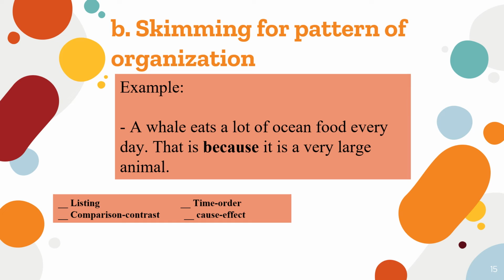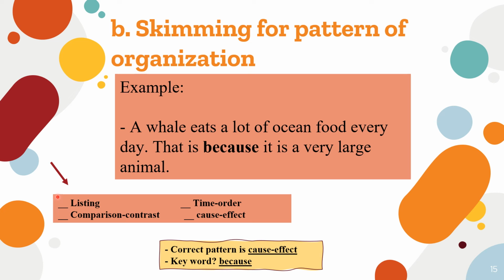What is the pattern of organization for this passage? Here we have four options. Make a check beside the best answer. So pick the best answer. What is the pattern of organization for this passage? I highlighted the keyword. So the pattern is cause and effect. Why? Because the keyword is "because." This is just a brief example about the importance of skimming when recognizing the pattern of a text.